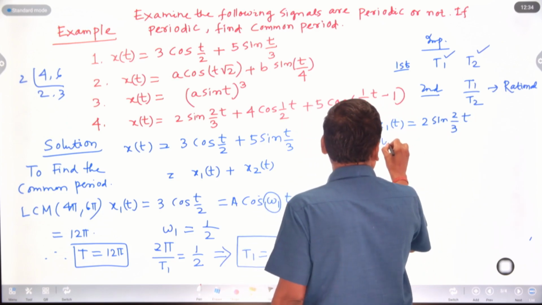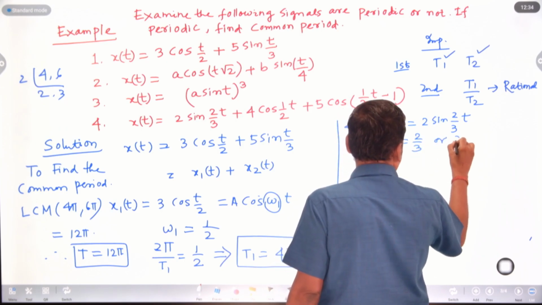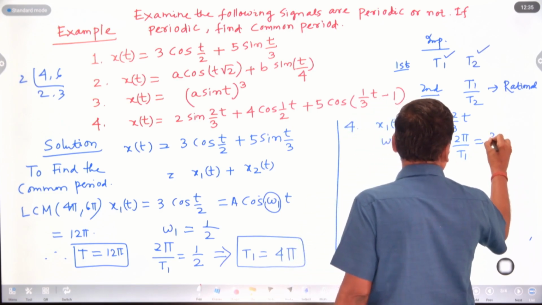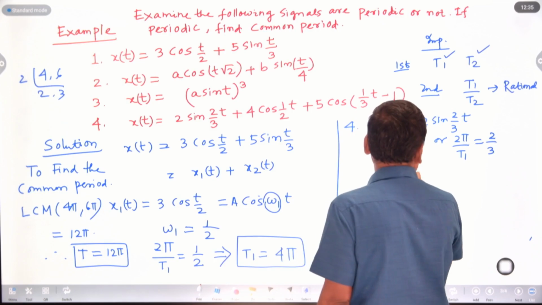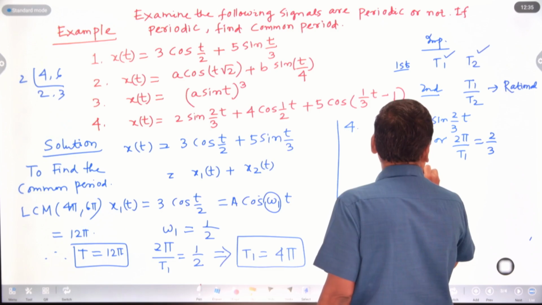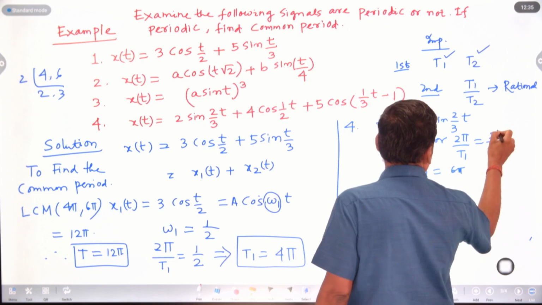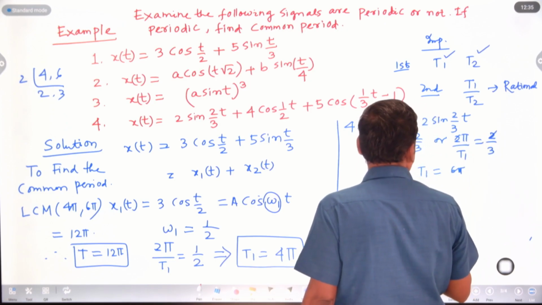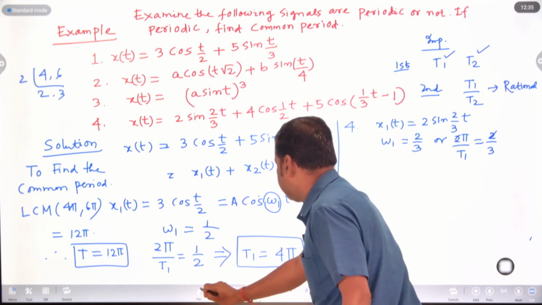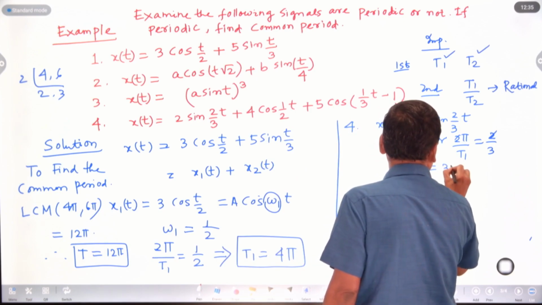Omega 1 equal to 2 by 3, or omega 1 is nothing but 2 pi by T1. So 2 pi by T1 equal to 2 by 3, or T1 equal to 6 pi by 2. Here 2 cancels, so T1 equal to 3 pi.